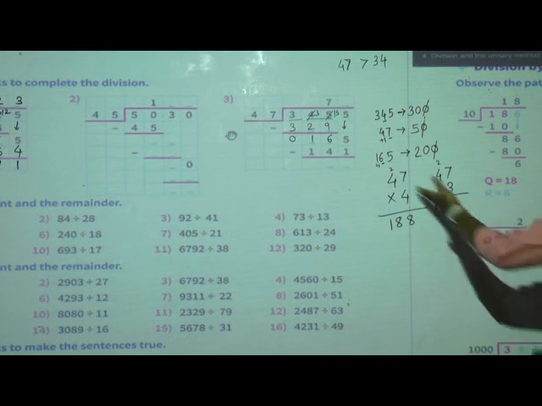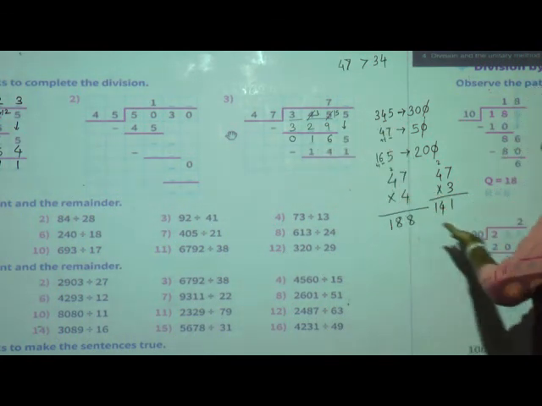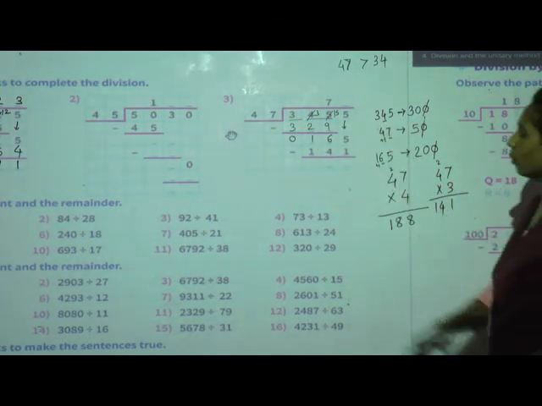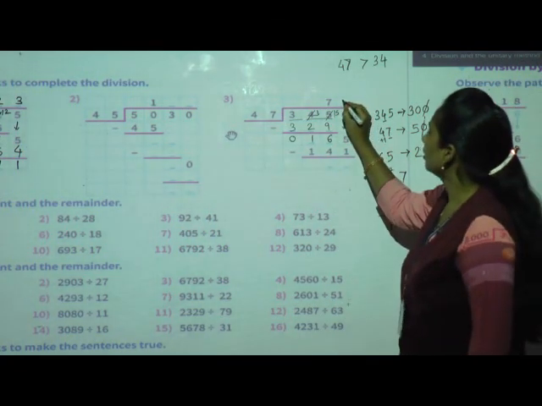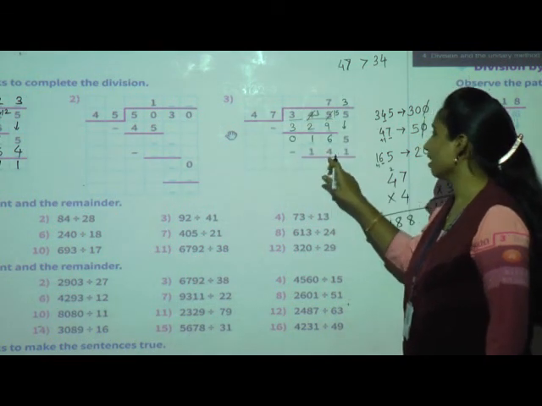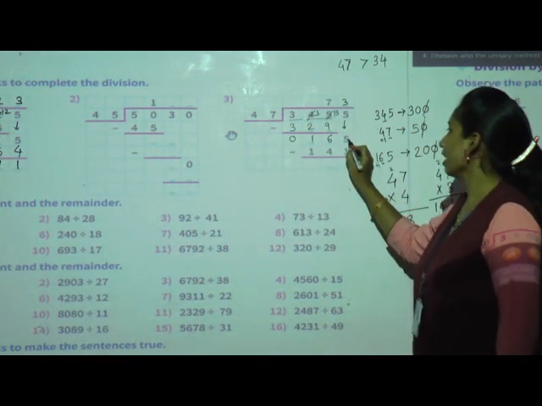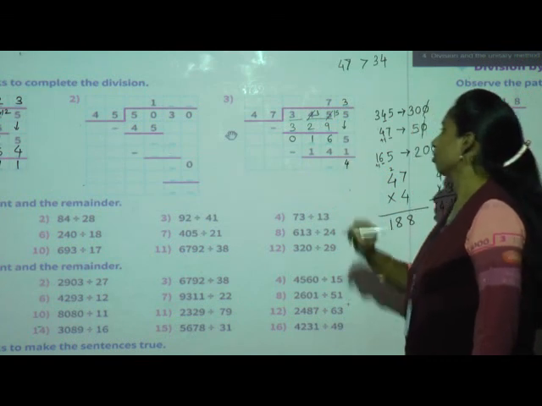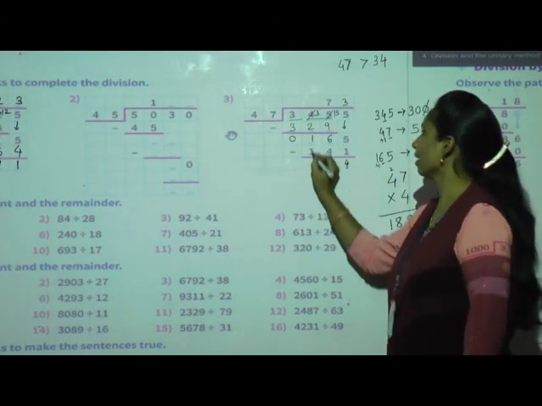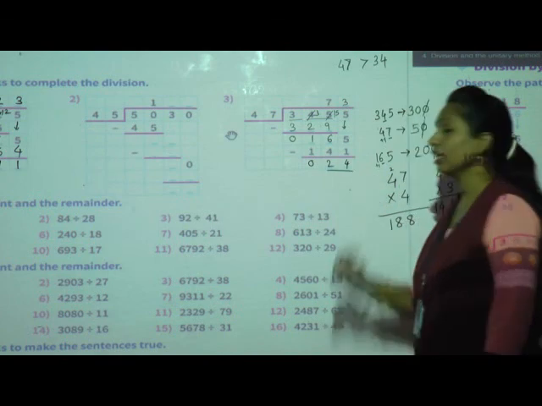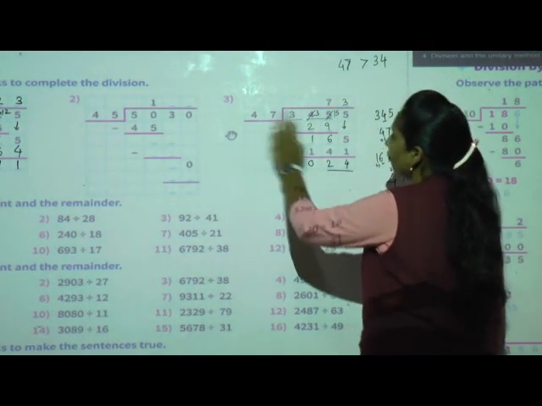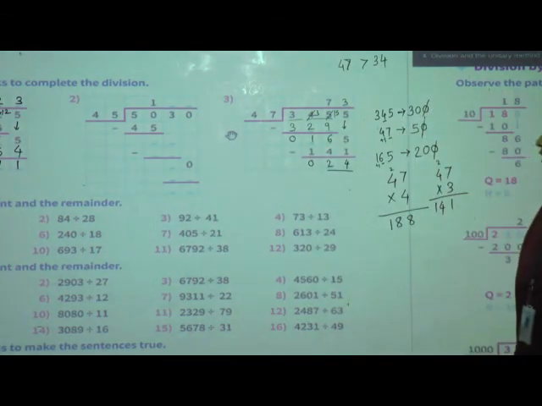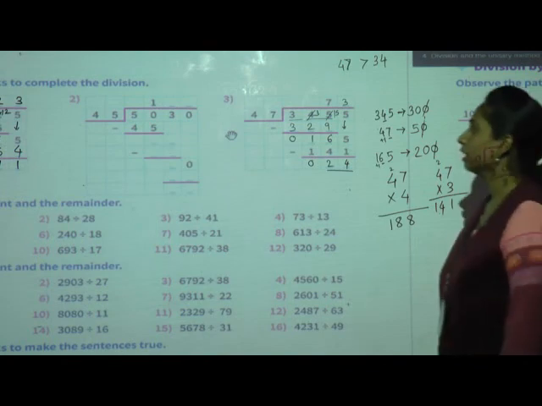Now 141 is less than 165. Now 141 can go from 165. So what will we write? Quotient 3, times 47 means 141. Now subtract: 5 minus 1 is 4, 6 minus 4 is 2, 1 minus 1 is 0. Now what is remaining? 24. Now 24 doesn't go from 47. So here our question will end. Okay. Understood till here? Clear?